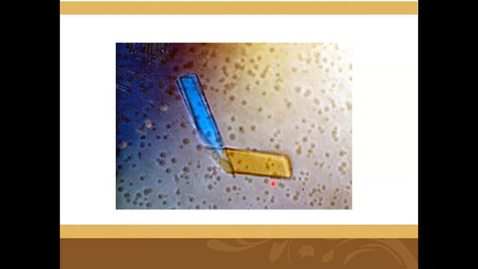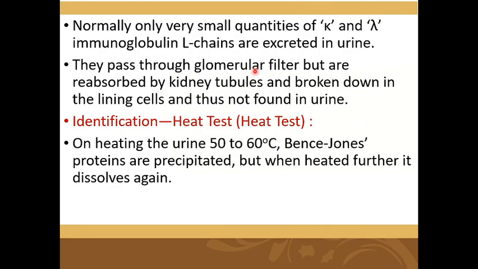Here you can see the light chains, kappa chains or the lambda chains. Normally, a very small quantity of the kappa or the lambda immunoglobulin light chains is excreted in urine. Why is normally only a very small quantity excreted in urine? Because they pass through the glomerulus filter but are reabsorbed by the kidney tubules, and all the things which are reabsorbed by the kidney tubules are not excreted in urine.